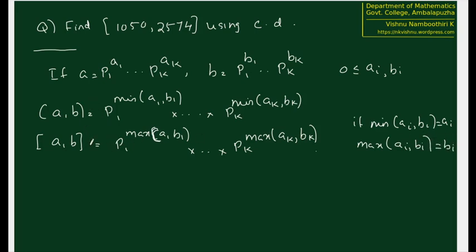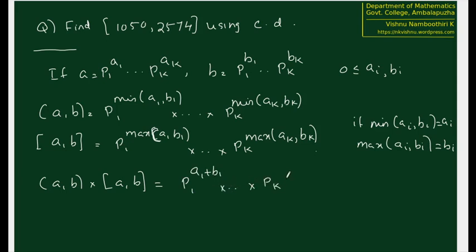Therefore, if we take the product of these two, here we have the minimum of a1, b1, and here we have the maximum of a1, b1. So if a1 is appearing in the minimum, b1 will be appearing in the maximum. If b1 is appearing in the minimum, a1 will be appearing in the maximum. So the minimum of a1, b1 and the maximum of a1, b1 together give a1 and b1 both. So GCD into LCM is nothing but p1 to the power a1 plus b1, because one of them is minimum and the other is maximum, into etc.